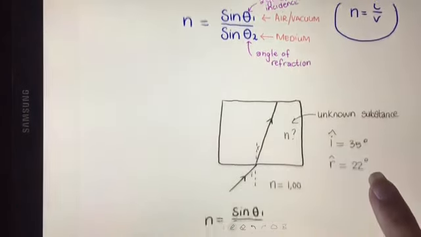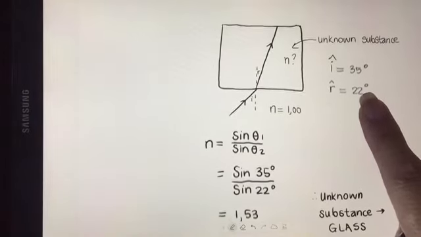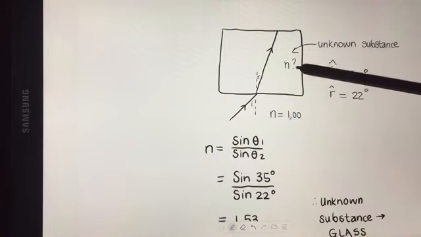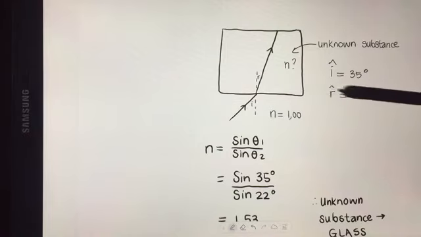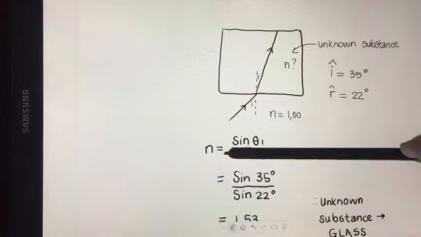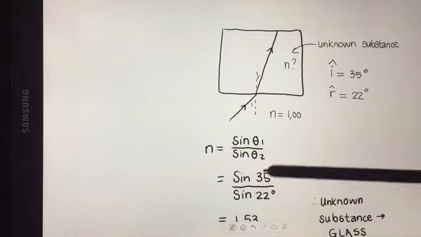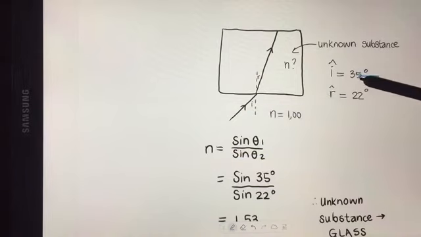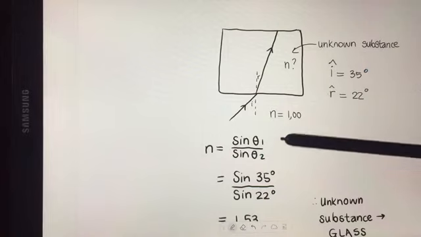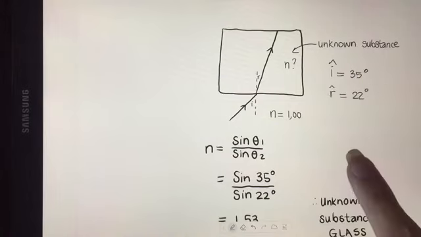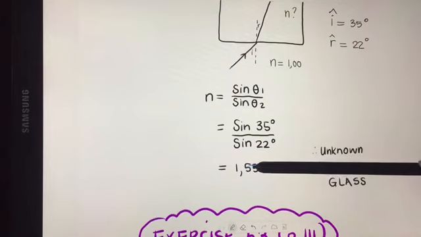Again, I've just got an example here. I've got light traveling from air, refractive index 1, into an unknown substance, and I want to calculate the refractive index of this unknown substance. The angle of incidence is given as 35 degrees. The angle of refraction is given as 22 degrees. So refractive index is equal to sine theta 1 divided by sine theta 2. Theta 1, always the angle of incidence, is 35 degrees. Theta 2, always the angle of refraction, is 22 degrees. And that gives me a refractive index of 1,53.